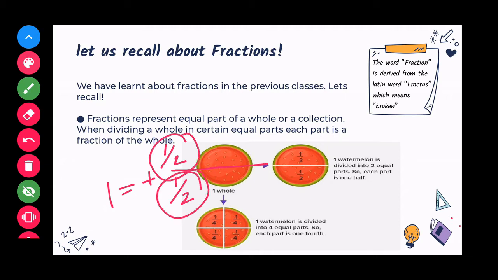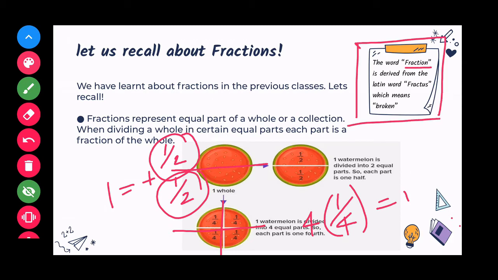In the same way, if we cut the watermelon into 4 equal parts, each part will correspond to 1 by 4th of a watermelon. So the sum of four 1 by 4s will give us 1. Let's have some additional information. The word fraction is derived from the Latin word fractus, which means broken. So what we are doing here is actually breaking the thing into equal parts. Hence, that's what fraction actually means in Latin.